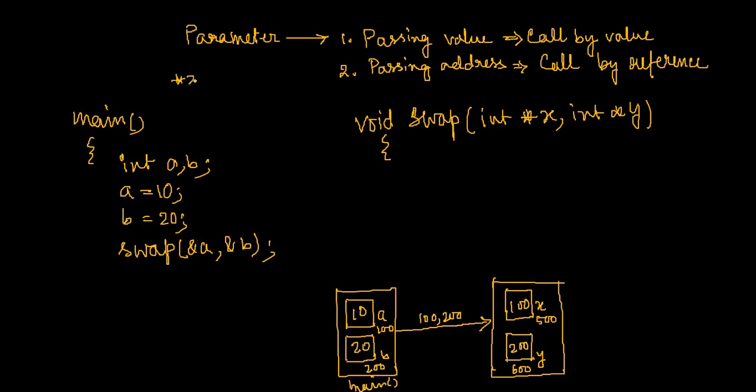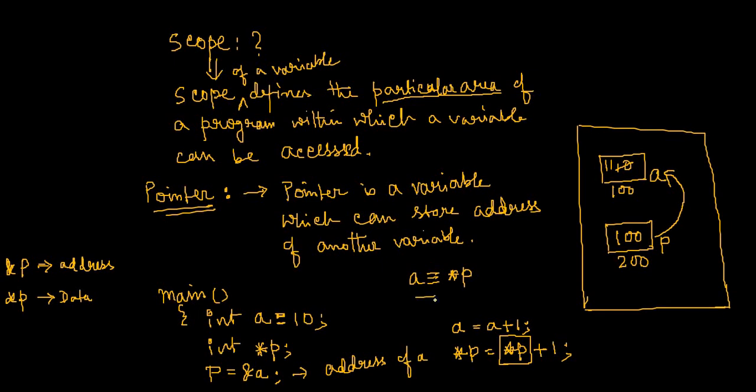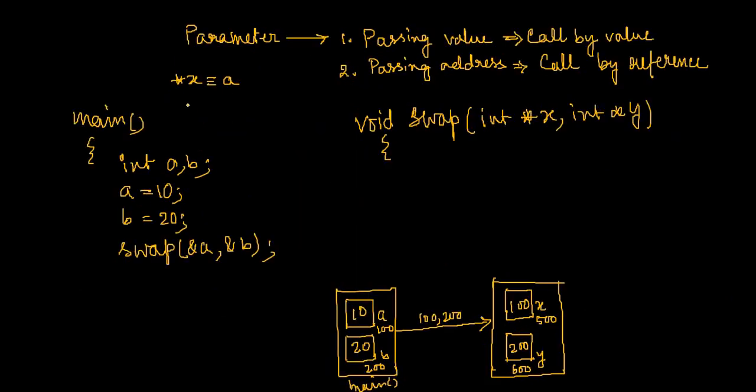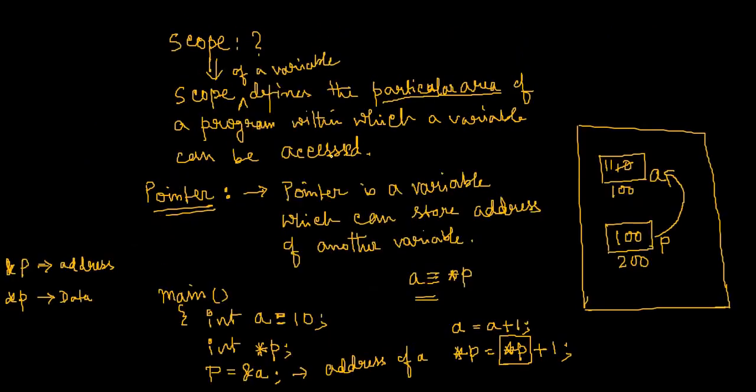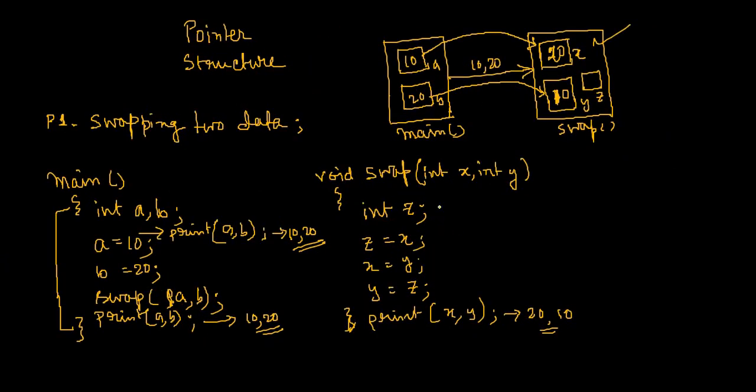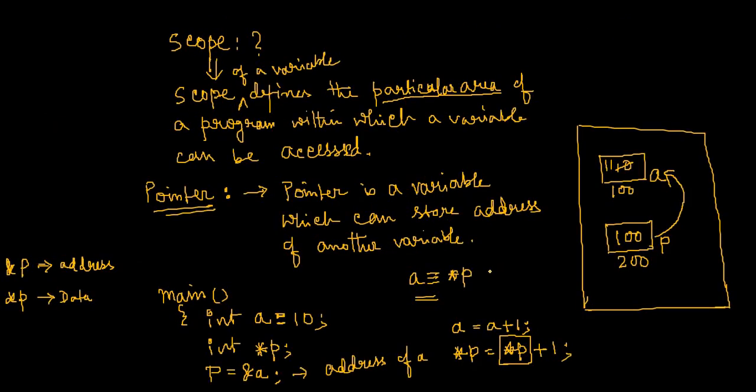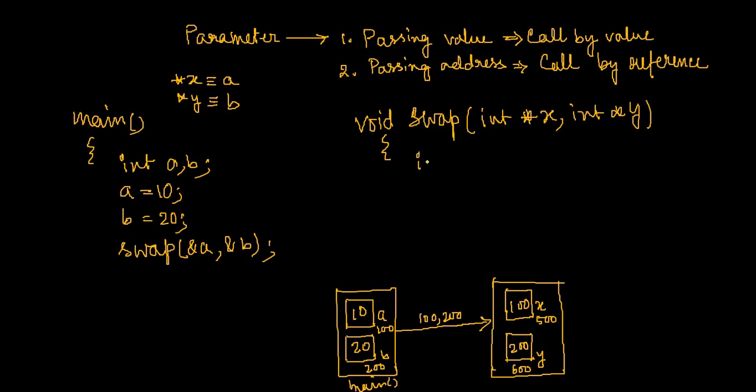So now pointer x is equivalent to a, that we have seen over here, this one. Similarly, pointer y is equivalent to b. Now you see, I can replace these statements that I have written over here by writing pointer. So I will obviously need a temporary variable, say int t.